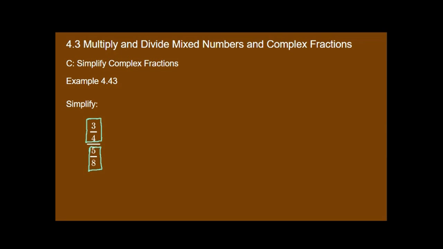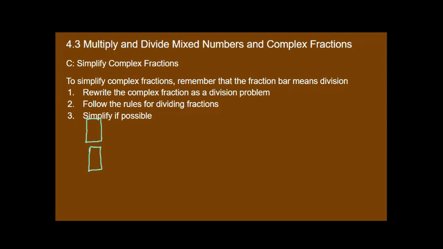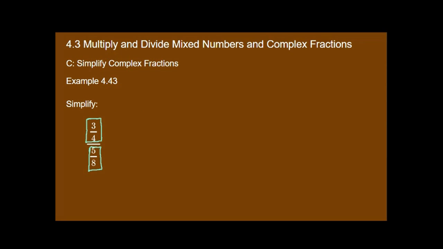Okay, so let me go back and let's look at our steps. First, we're going to rewrite the complex fraction as a division problem. So if I have 3/4 as the numerator and 5/8 as the denominator, what that actually means in division is 3/4 divided by, oops, not 8, 5, I flipped it over. 3/4 divided by 5/8. Right? Because this fraction bar here means division. So I can rewrite it in a form that is recognizable to us.